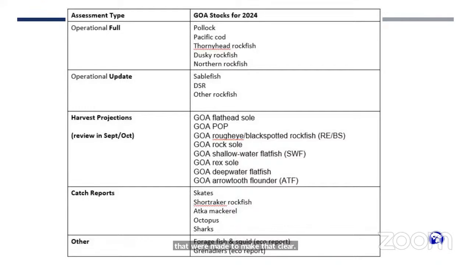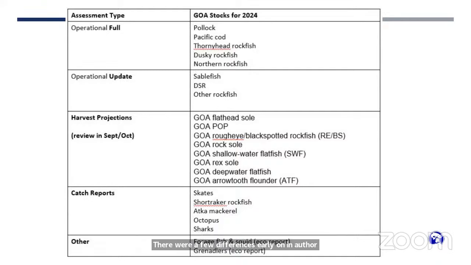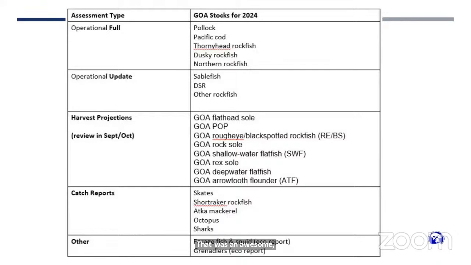The other thing I wanted to note is that in the presentation, I really appreciated the summary slide at the very beginning that had all the different stocks, if there were changes, and what assessment type. There were a few differences early on in the author presentations, the PT report, and even one that changed during the plan team meeting. And that was an awesome, helpful slide for us to see where things ended up after the plan team.